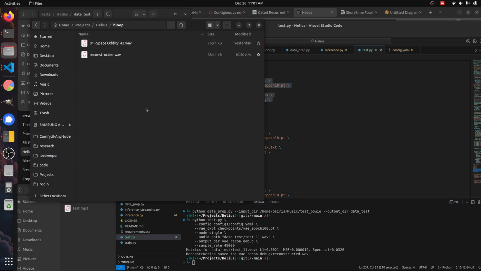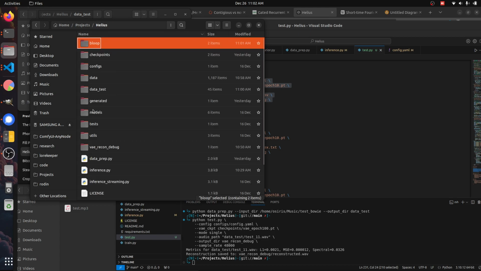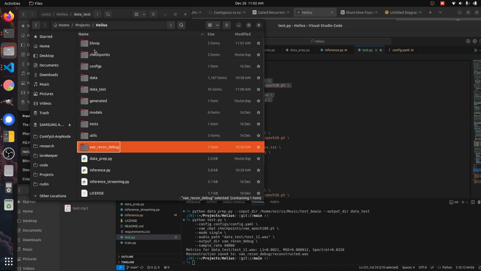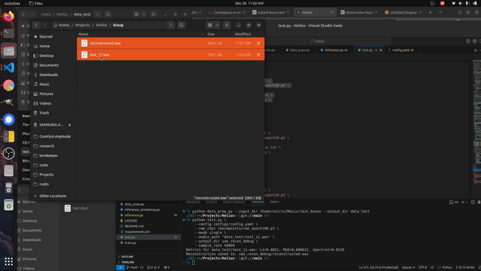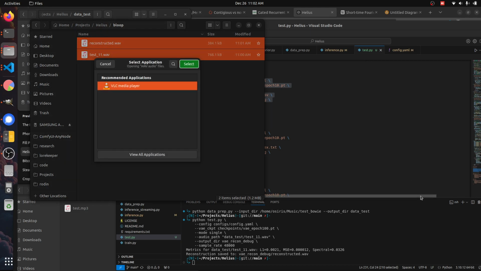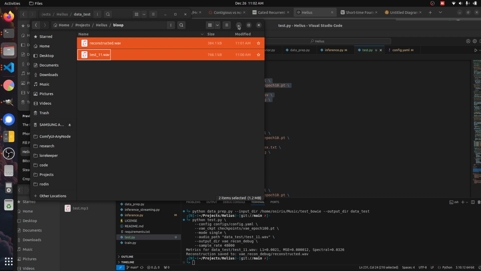bloop. VAE recon deconstructed. Let's get that reconstructed one. Bloop. Yes, replace it. Wow. So the VAE is actually pretty good.